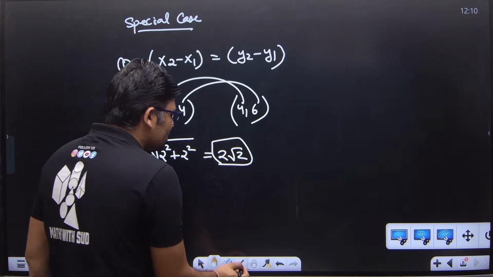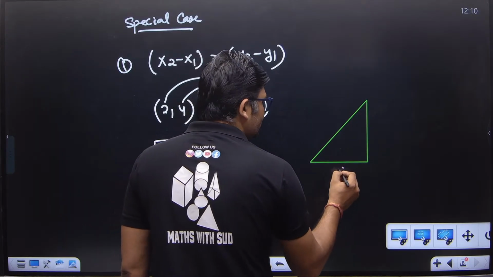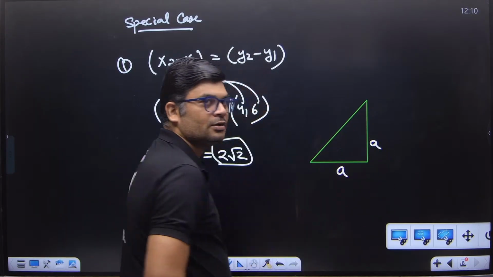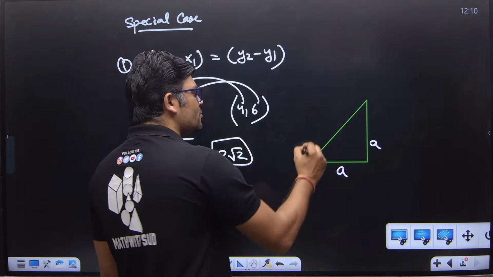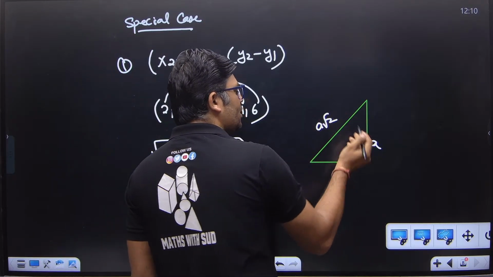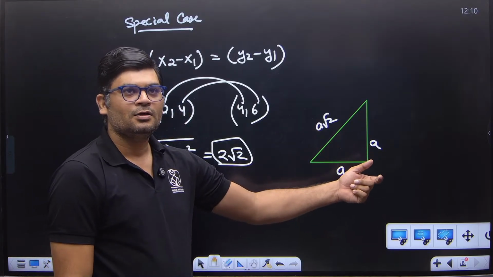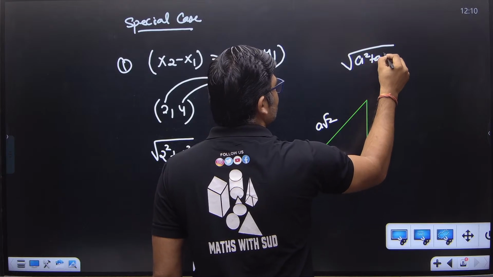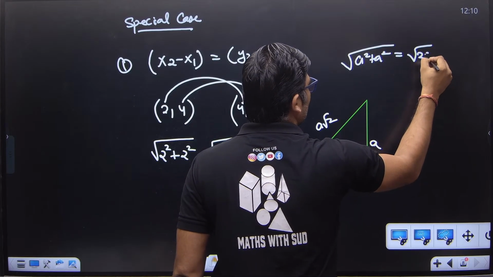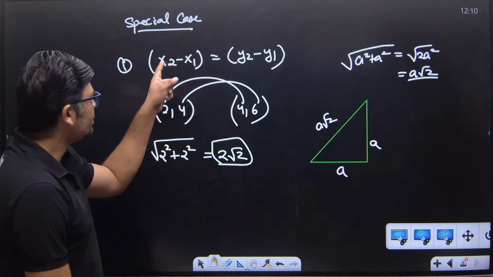You imagine this like an isosceles triangle in which this is a unit, this is a unit. So x2 minus x1 is a, y2 minus y1 is a. So this is how much? This is a root 2. Under root of a square plus a square is how much? 2a square. Okay. Are you getting it? It is a square plus a square, which is equal to under root of 2a square. So a will come outside and you will have root 2. So this is the special case.